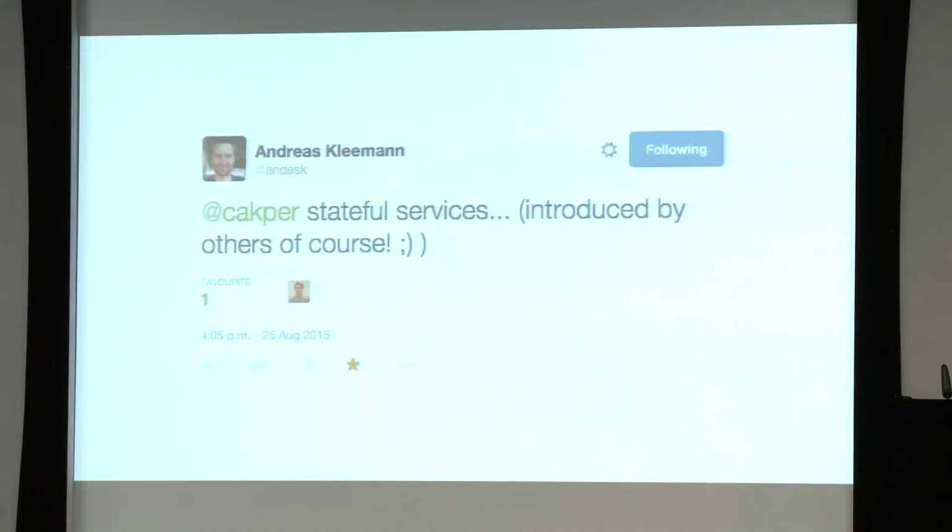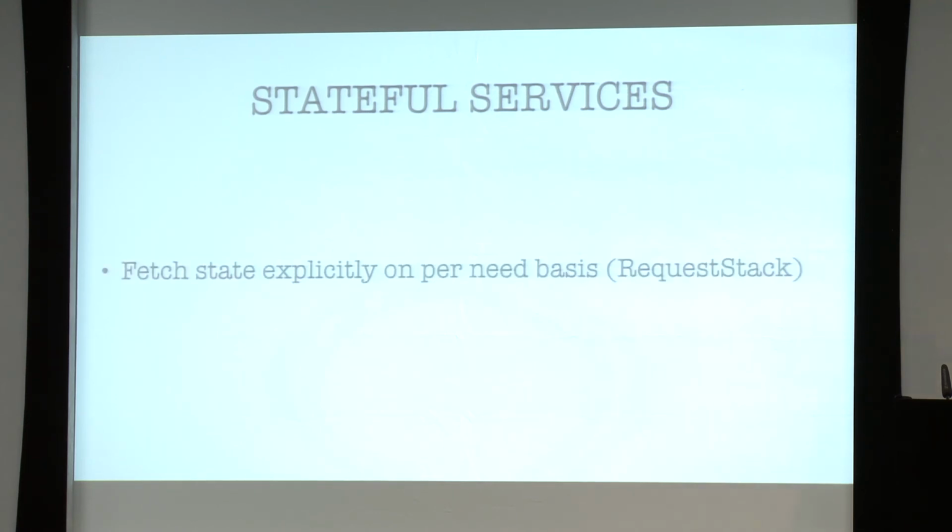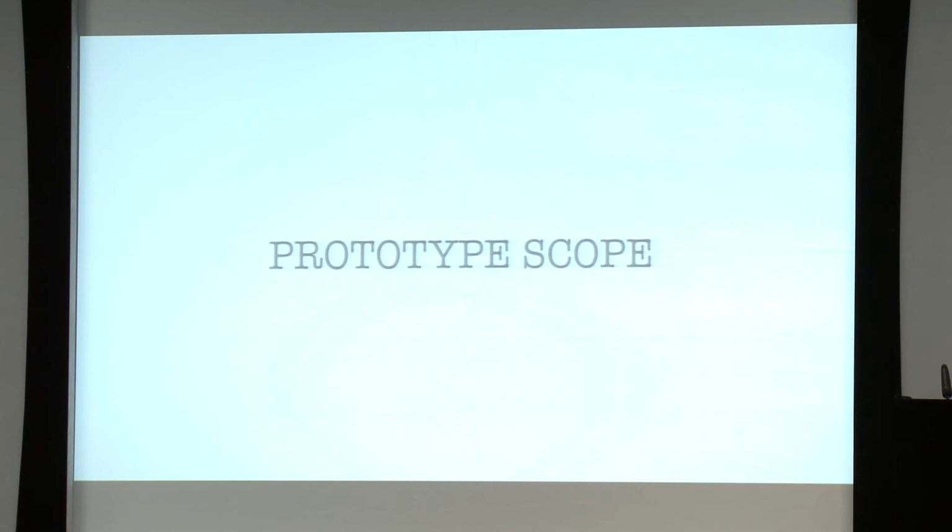And this leads us to another question, your question about stateful services, introduced by others. So as I said, when you have these services and you need to deal with them, get the state explicitly when you need it. That's the way of dealing with this. But also there is a prototype scope, which is not really a scope. Well, it doesn't solve the scope problem here. So what's the prototype scope?